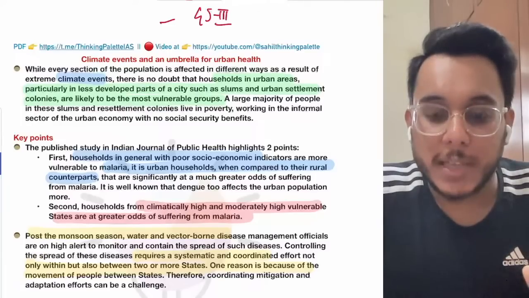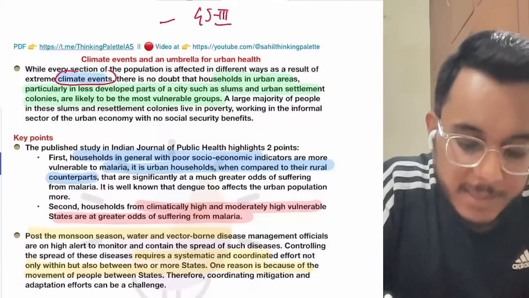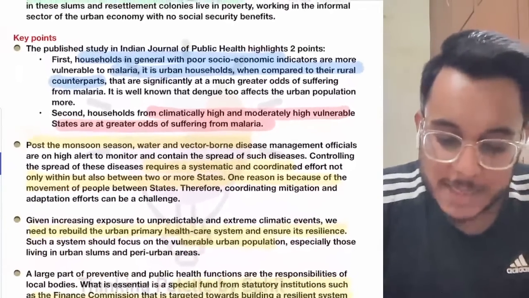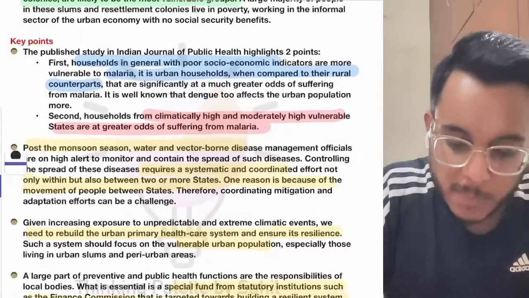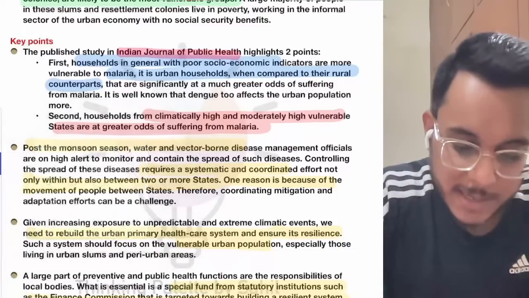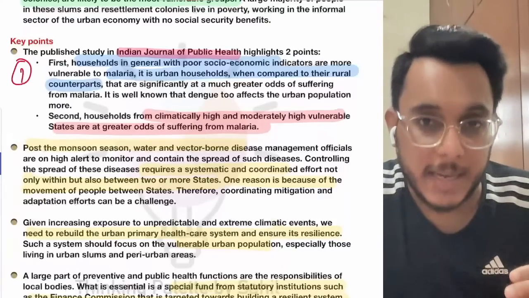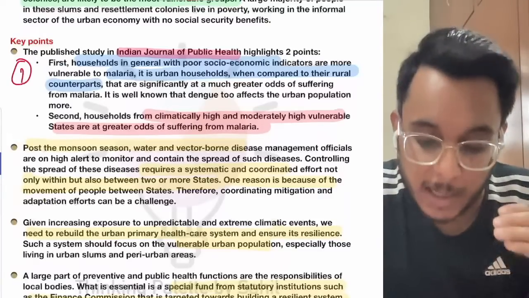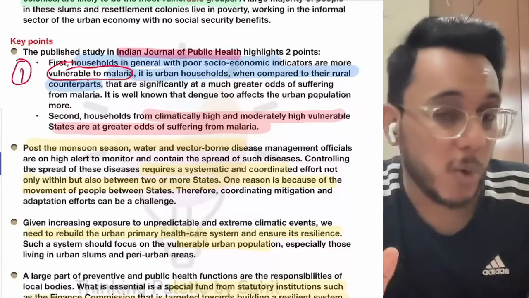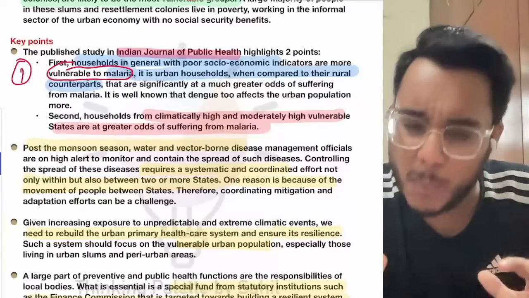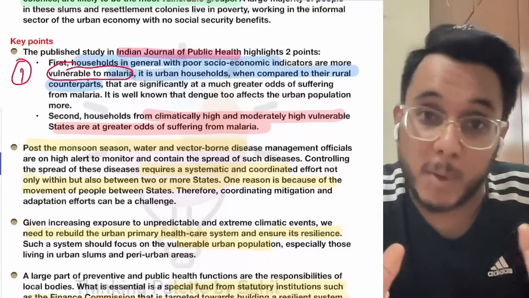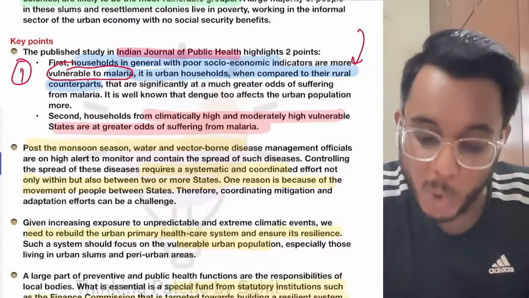So basically, guys, over the years we have seen extreme climate events come forward, and they are impacting urban areas more. The article says that according to a recent study published in the Indian Journal of Public Health, households in urban India, particularly people living in slums, are more vulnerable to malaria. During the monsoon season, malaria becomes a problem for people in villages as well as urban India. But in urban India, people living in slums where proper drainage and sanitation are not there are more vulnerable.